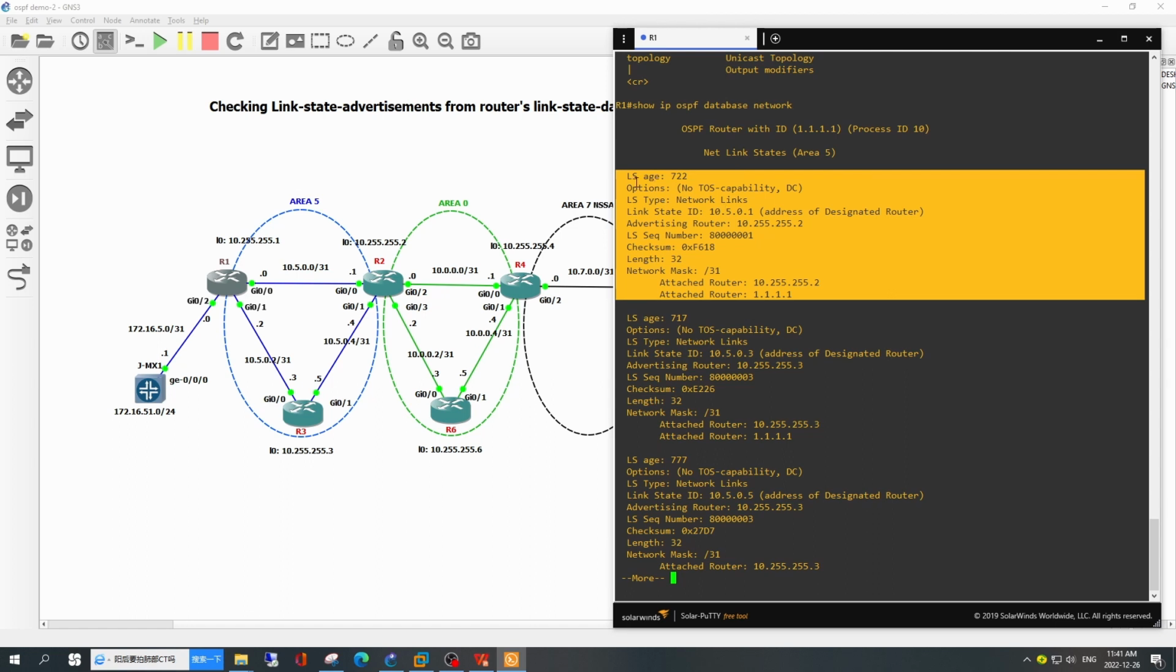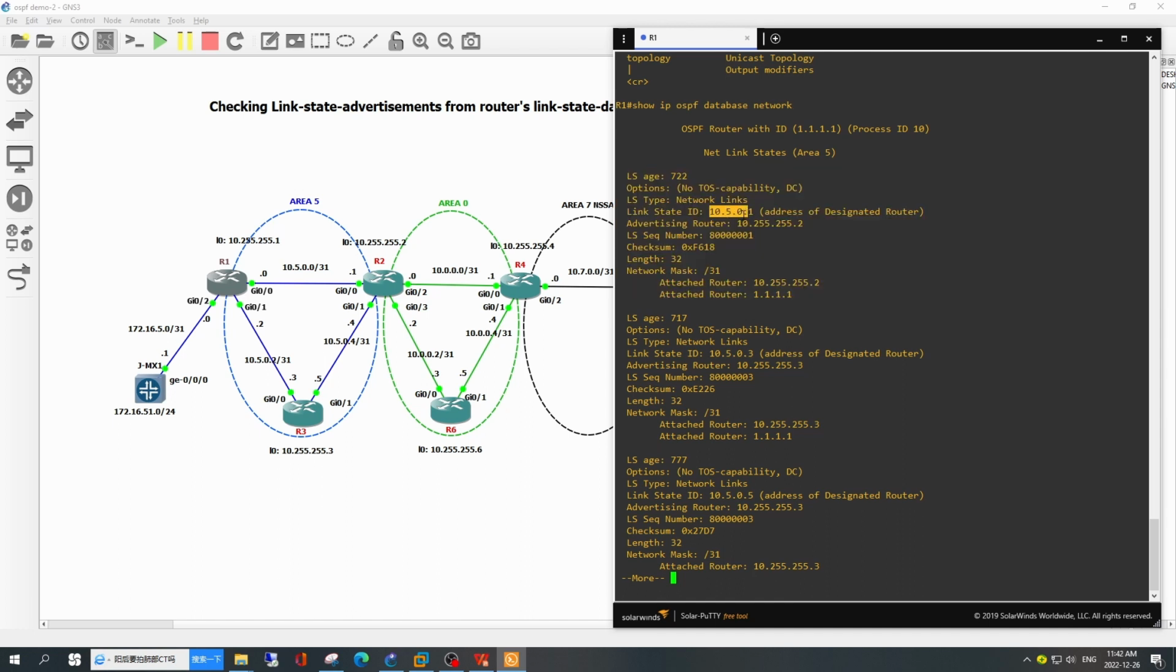So the first type 2 LSA comes from the link ID 10.5.0.1. Right, 10.5.0.1 is here. It's the G0/0 interface of R2, right? So who advertises this? It's the DR that advertises this one. So the advertising router is 10.255.255.2, which is also R2. R2 is the DR for this specific network. So R2 advertises this type 2 LSA. So what is the type 2 LSA information? The information just tells you which routers are attached to this specific network. So it tells you there are two routers attached. One is R2, another is R1.